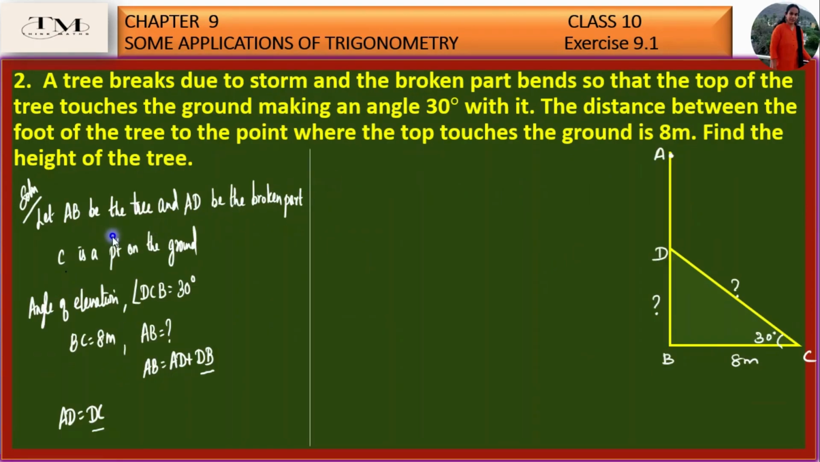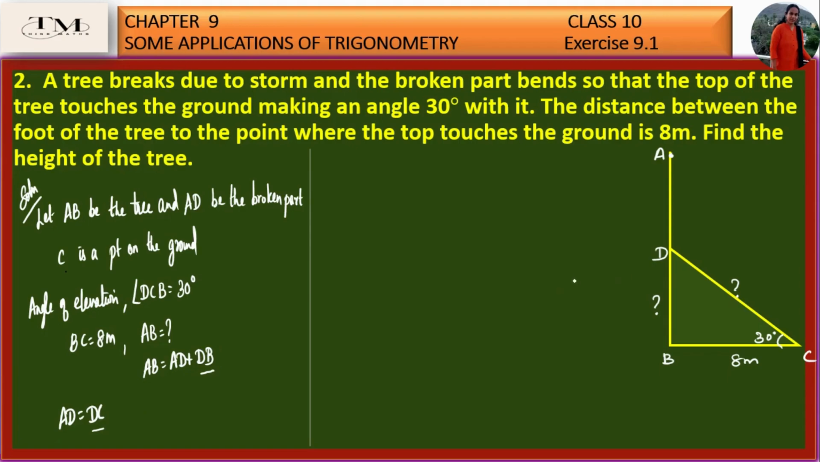So far we have assumed AB as the tree and AD is the broken part. This broken part is falling down as DC. So AD and DC will be equal. Angle of elevation is 30° and BC is given as 8 meters. We have to find out the height of the tree, which is AB. AB is nothing but AD plus DB. AD can be found from DC because this is the broken part which is falling down as DC. So AD length and DC length will be equal. So we have to find out DB and DC.